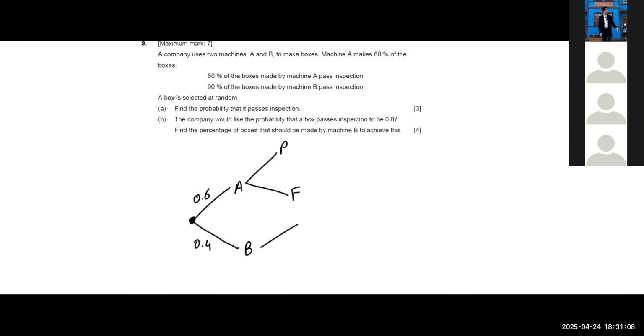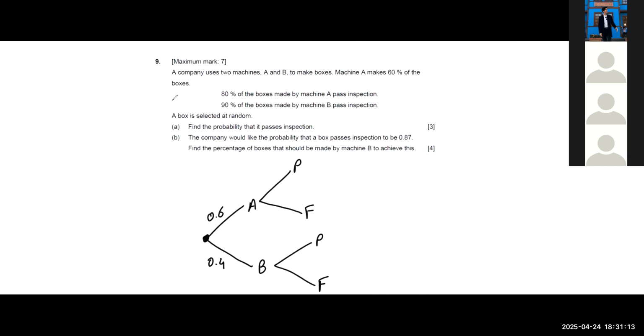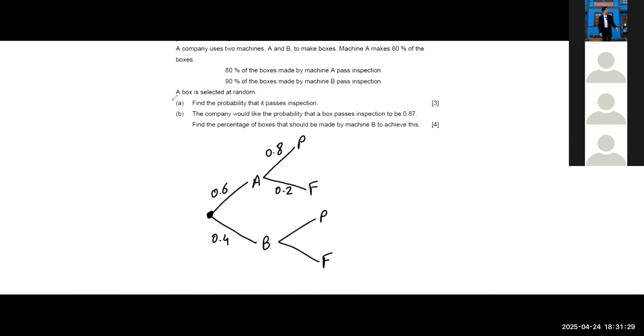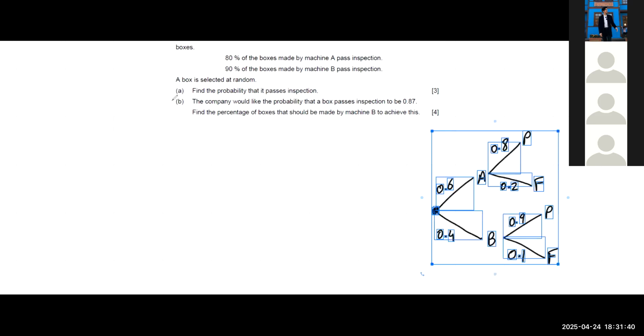Similarly, if you chose box B, you can either pass or fail. Now, what's the probability that if you chose the box A, you will pass? 0.8. And what's the probability that you will fail with machine A? 0.2. And passing with B? 0.9. And failing with B? 0.1. Exactly. That is all of your possible trees or branches that you could have made.